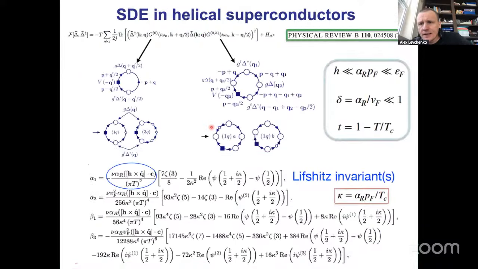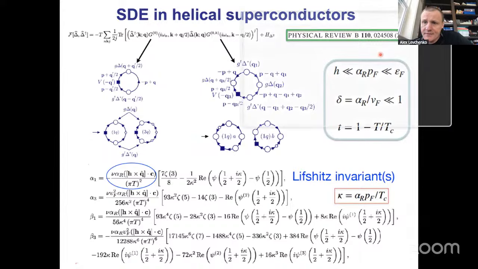So this is the only technical slide that I would like to show, to show that we actually have done the work. It's a very tedious computation in this case. We calculated all of these Lifshitz invariants to a very high order in order to capture this effect in this model. This model has the following energy scales. Little h would be the strength of the Zeeman field. Alpha Rashba times P Fermi would be the energy scale of the spin orbit splitting. And then we also have, of course, the Fermi energy.